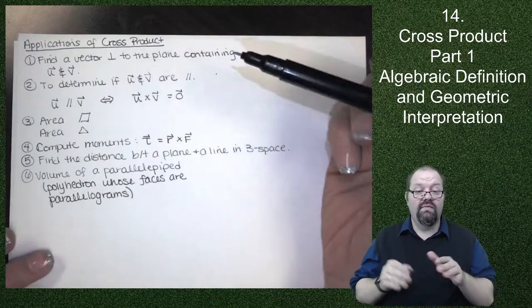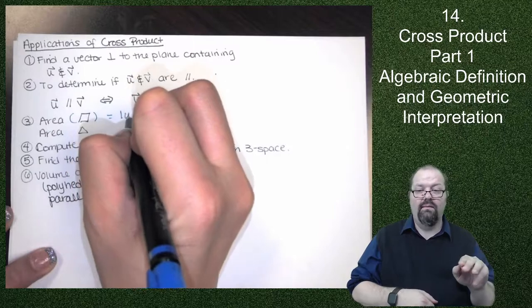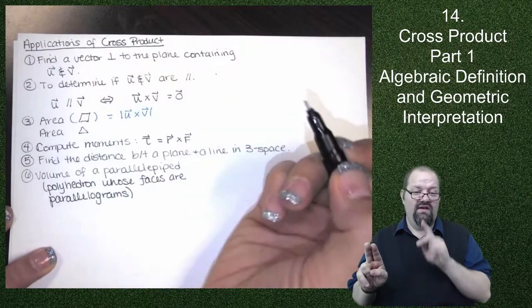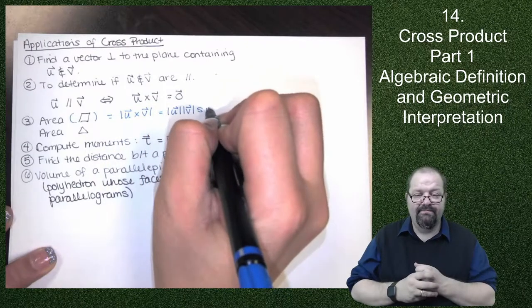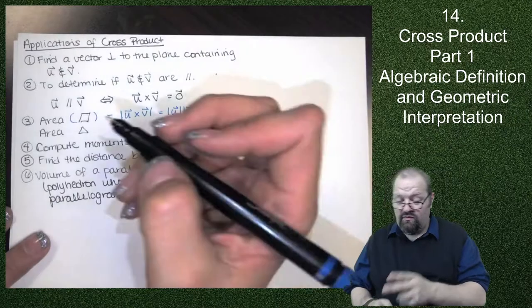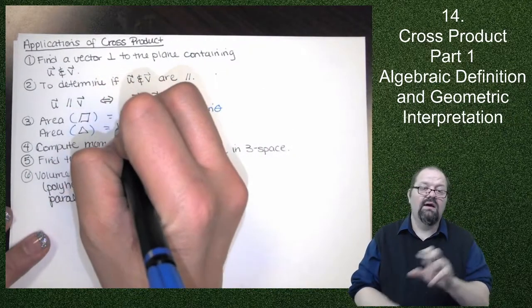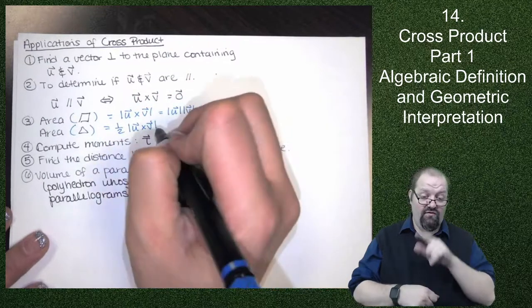The area of a parallelogram with u and v as adjacent sides is the magnitude of that cross product, which is the magnitude of u times the magnitude of v times the sine of the angle between them. The area of the triangle is just half the area of the parallelogram. So we get this.